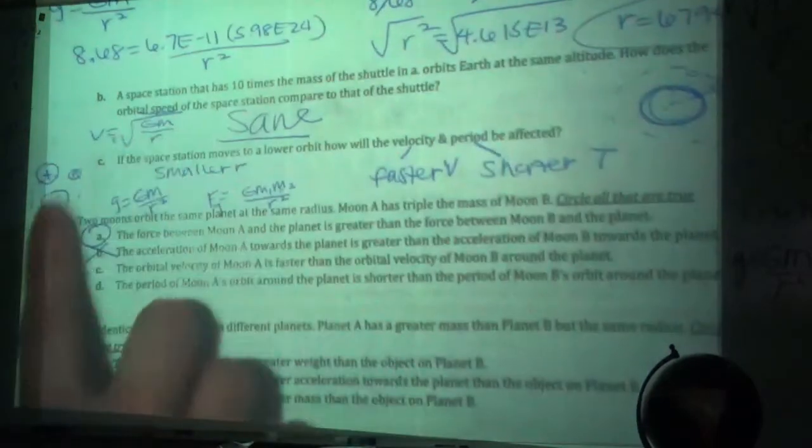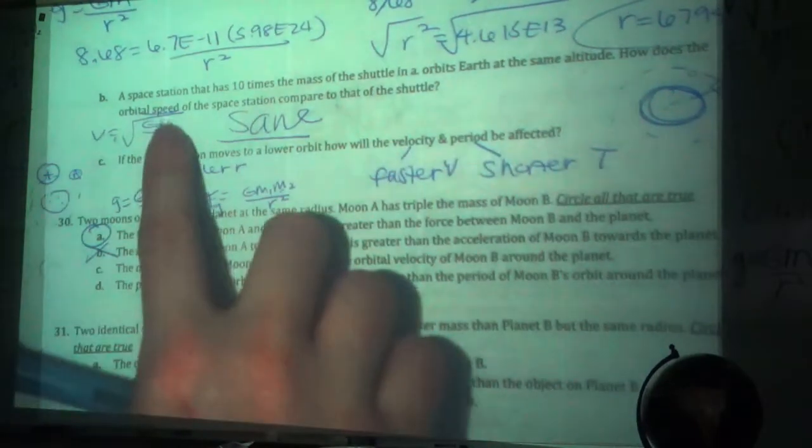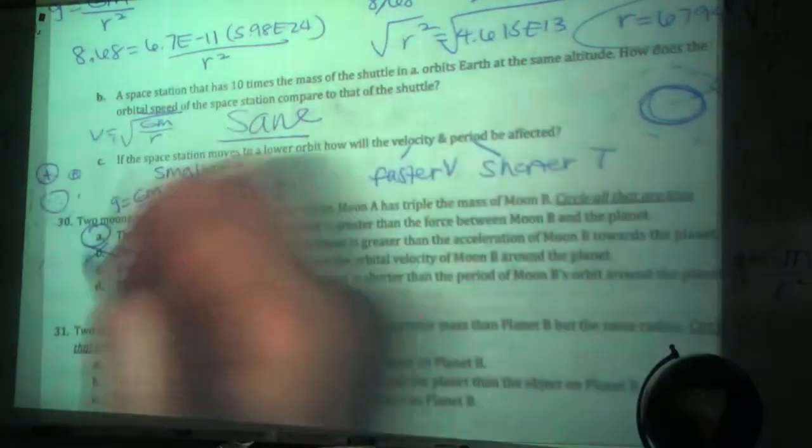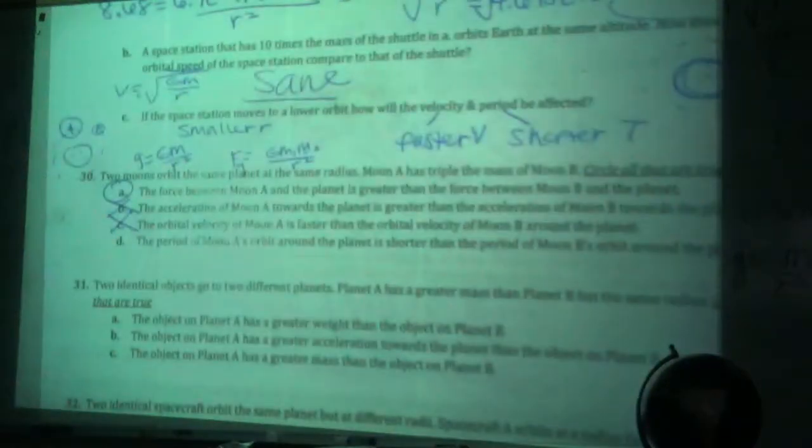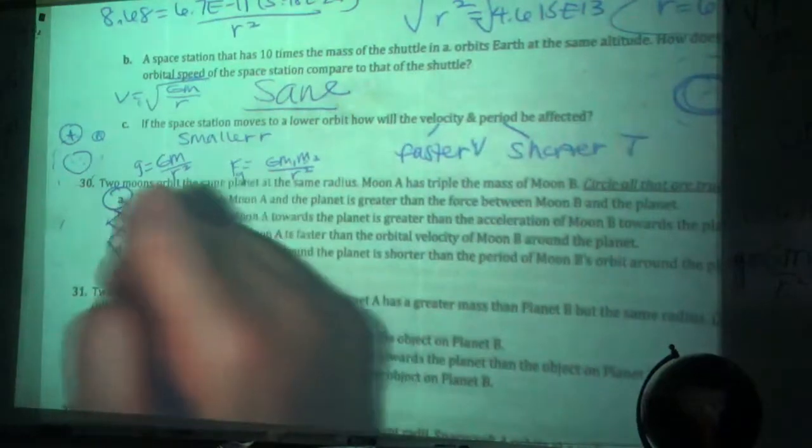Orbital velocity, square root of GM over r. Again, they're around the same planet. That mass is the mass of the planet, so v would be the same. The period, well, if they have the same velocity at the same orbit radius, then the period would do the same thing.